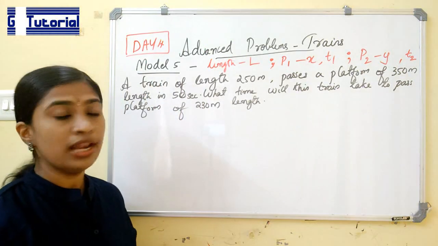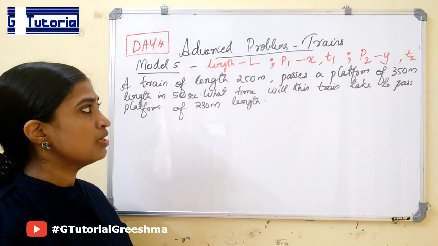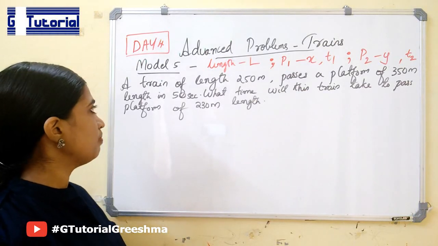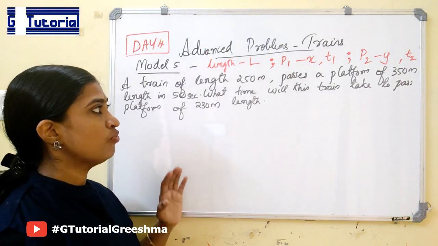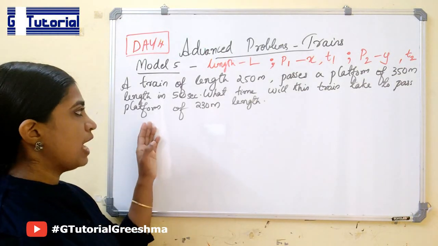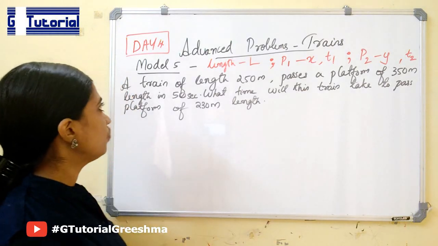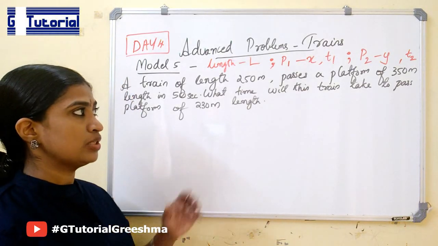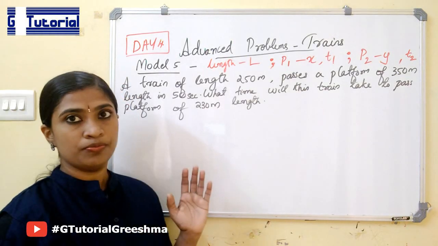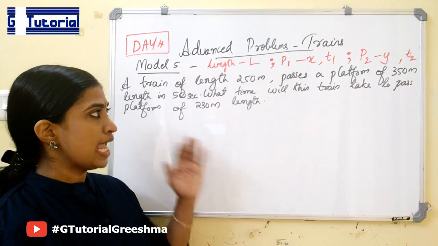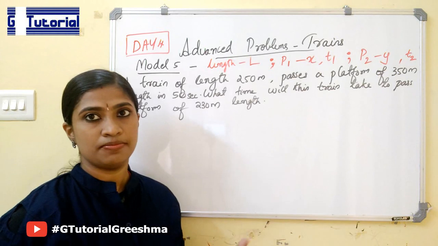This is the 5th model. The first question is: a train of length 250 meter passes a platform of 350 meter length in 50 seconds. What time will the train take to pass a platform of 230 meter length? So we are given the length of the train as well as the length of the platform and the time taken to cross that platform. Then it is asked, the same train will pass another platform of this length in what time?